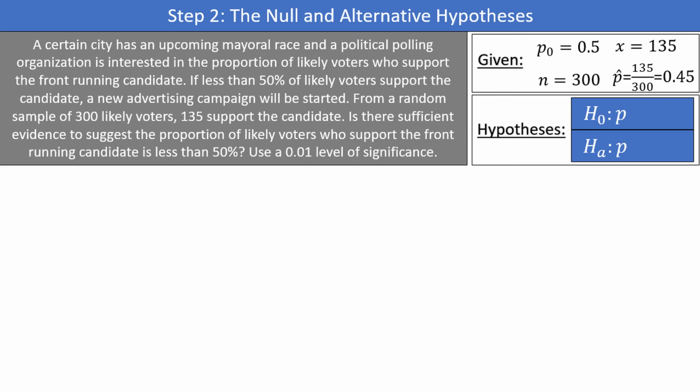In this case, the question is whether the proportion of likely voters who support the front-running candidate is less than 50%. Therefore, the alternative hypothesis is p is less than 0.5. The null hypothesis must be opposite the alternative, and the opposite of less than is greater than or equal to. So the null hypothesis is p is greater than or equal to 0.5.